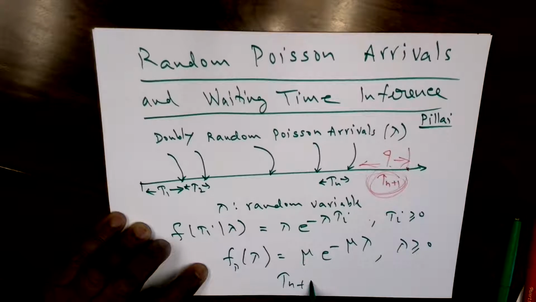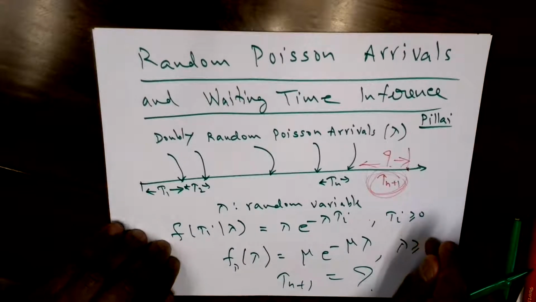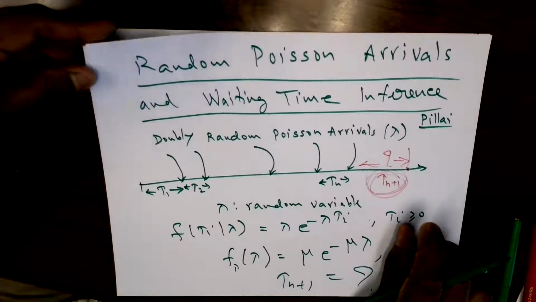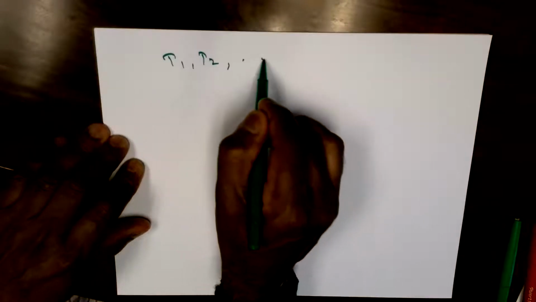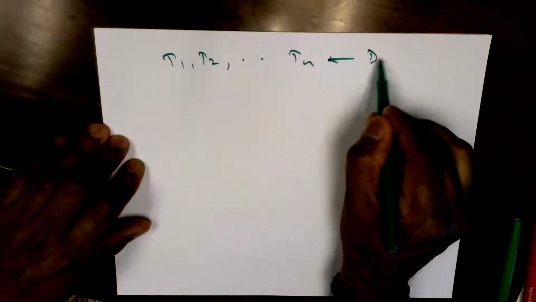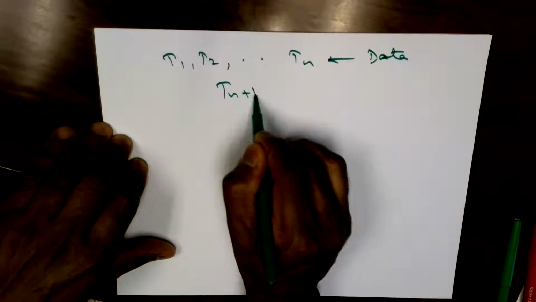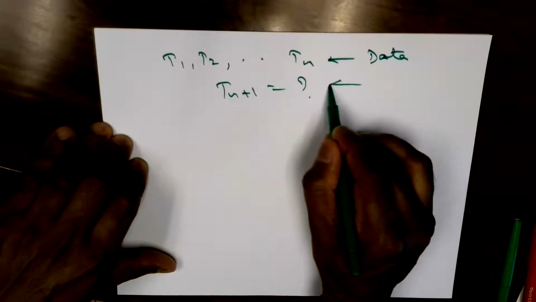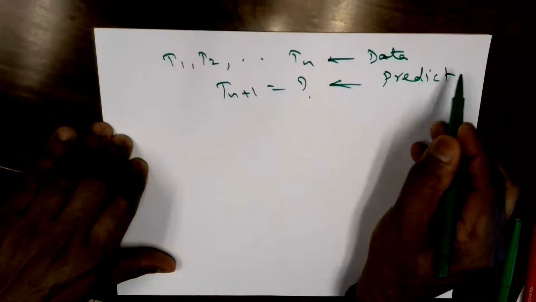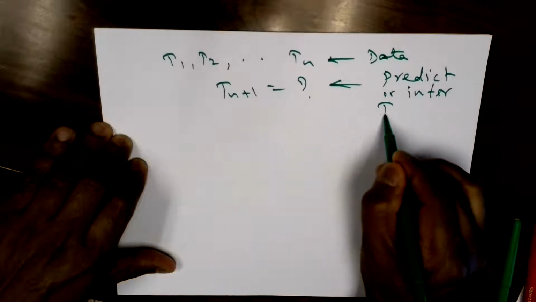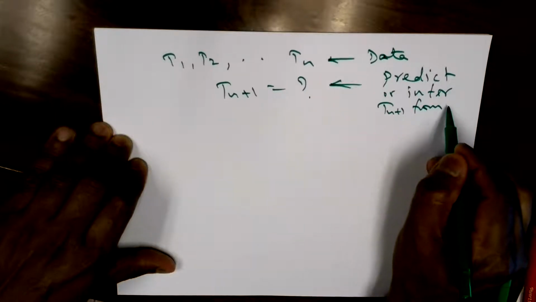So the question is, what about tau n plus 1? How much can we push this to get some idea about tau n plus 1? So tau 1, tau 2, etc., tau n are the waiting times to the n arrivals. This we just measured. So this is the data. This is with us. And tau n plus 1 is unknown. So we want to predict something about, or infer about, tau n plus 1 from the above data.